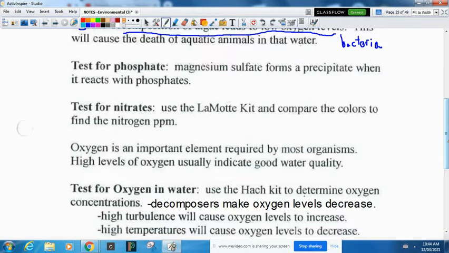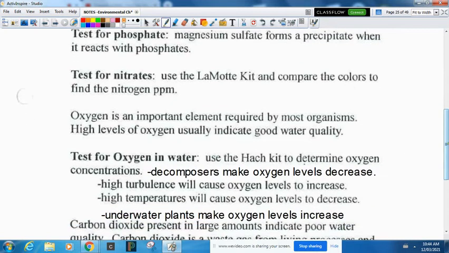Now, the test for oxygen is a Hatch kit used to determine oxygen concentration. Okay, and so in this case, we're not going to do this one either, because it does take a fair amount of time to do these, and we just don't have that kind of time. We will do the phosphate test, and we will do the carbon dioxide test as well. So just so you realize, decomposers make oxygen levels decrease. Plants make oxygen levels increase.